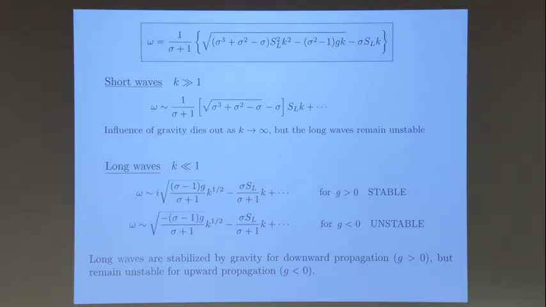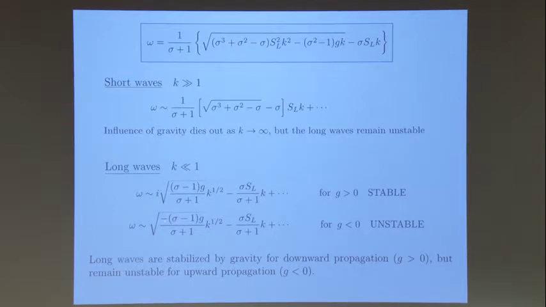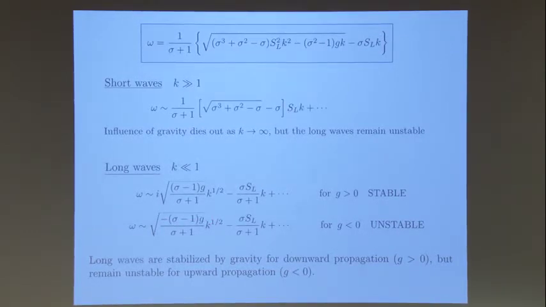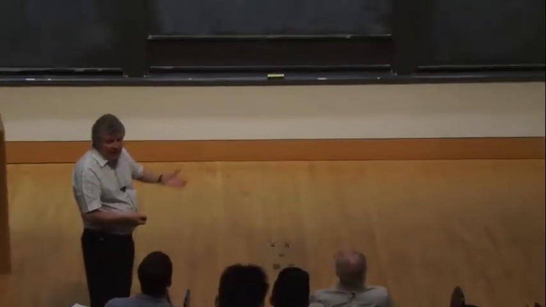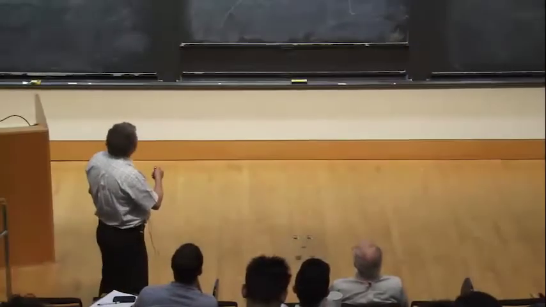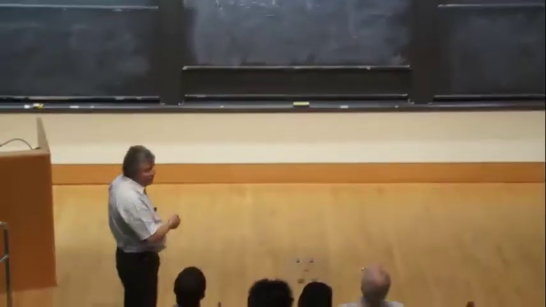If I look at the opposite situation, and yesterday I mentioned that all it takes is just to change G to minus G to explain the upward propagation, then of course the sign, this is real and this is positive, and then it's unstable. So upward propagation will be further destabilized by gravity. Downward propagation, the long waves are stabilized by gravity.